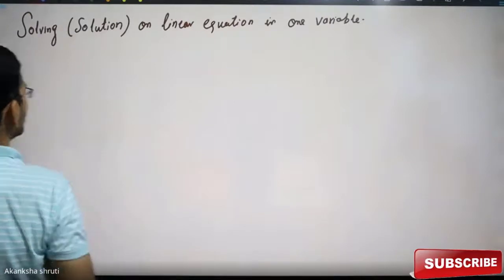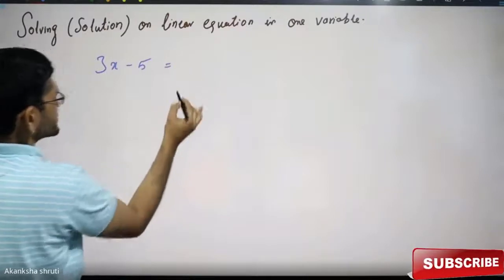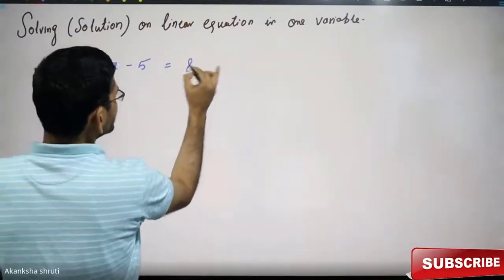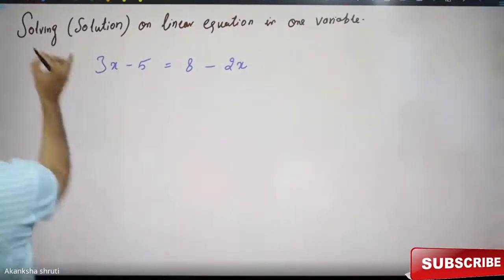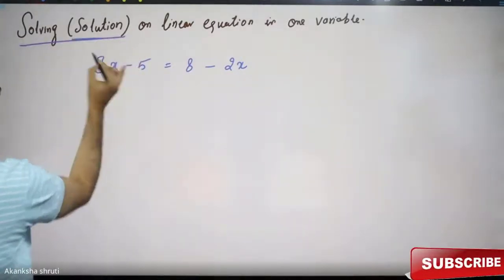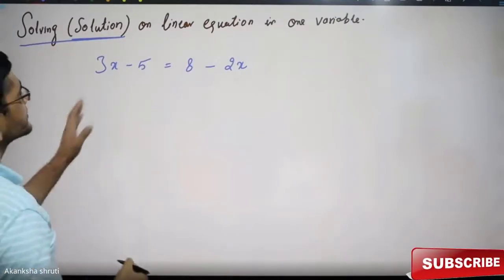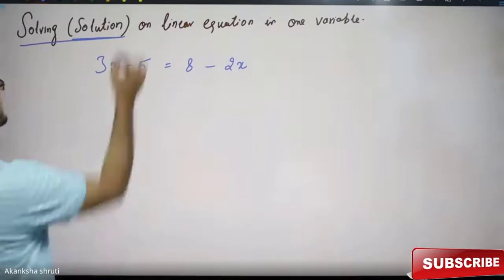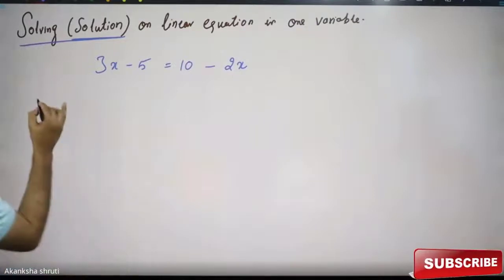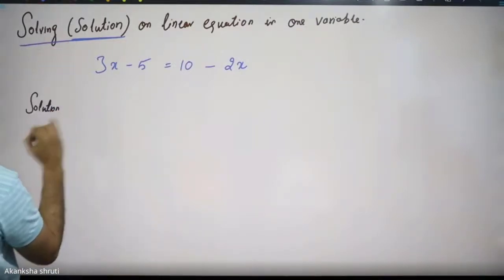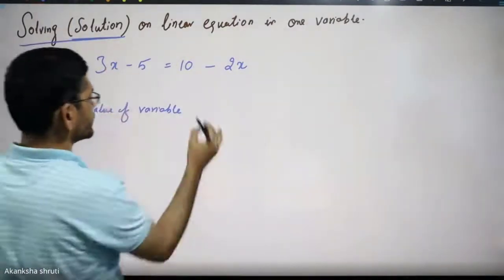Student, right now we have learned that if we are writing 3x minus 5 is equal to say 8 minus 2x, solving means the value of the variable which can satisfy this equation. So what could be the value of that variable which can satisfy this equation? For simplicity, let me take this as 10. Students, write down solution. Solution means simply the value of the variable which can satisfy the equation.